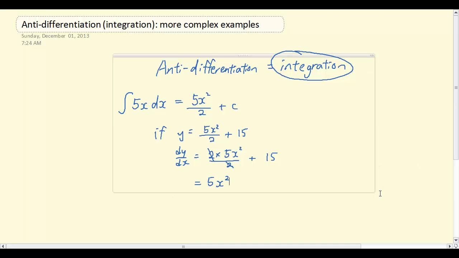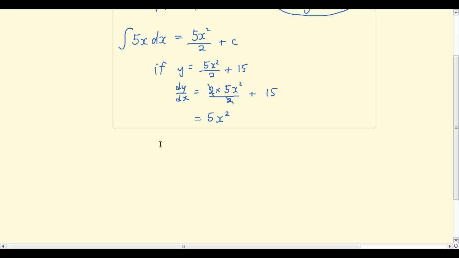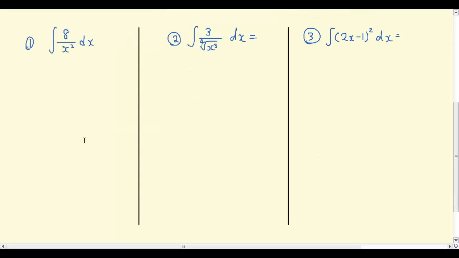Okay, so the next thing we want to do is some more complicated examples of integration. Feel free to have a go at these questions and come back when you're done.